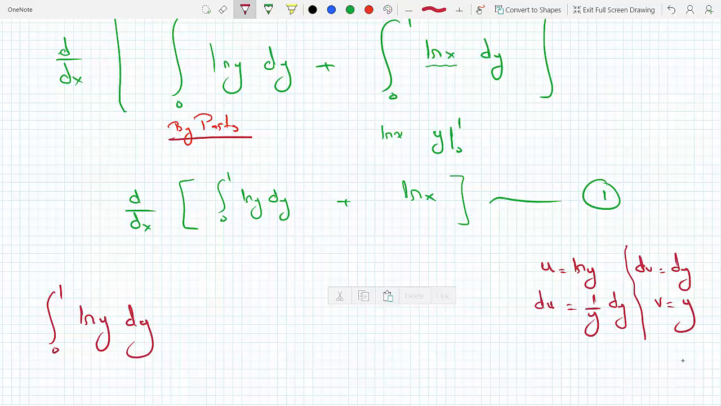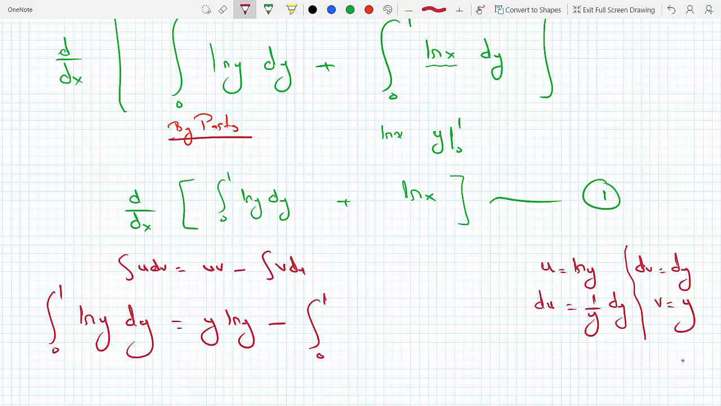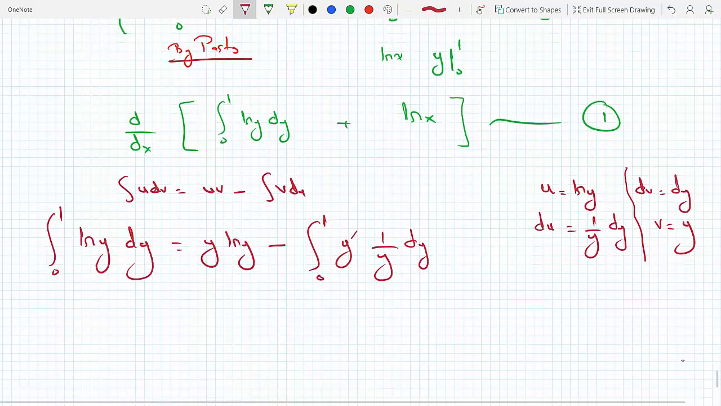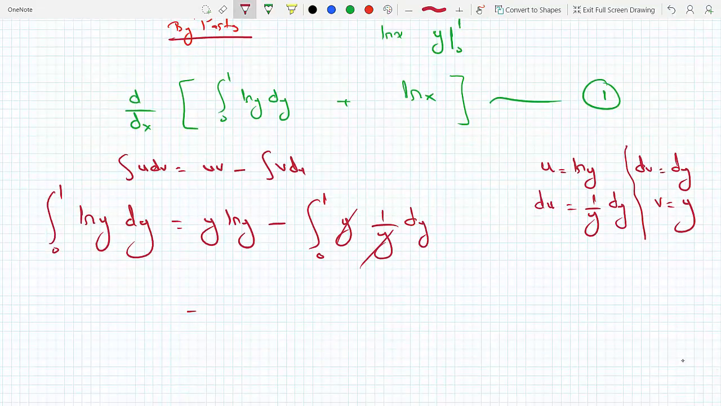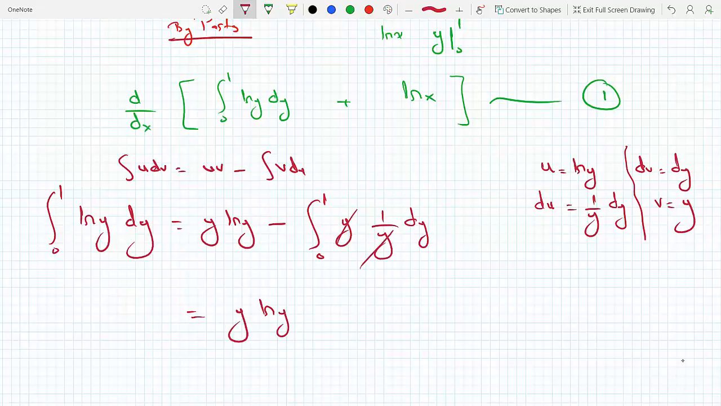And integration by parts, as you know, the integral of u dv is just uv minus the integral of v du. So if I apply this here, I would get uv, so that's y ln y, minus the integral from 0 to 1 of v du, v is y and du is 1 over y dy. Conveniently enough, these two go away, and we get y ln y minus.